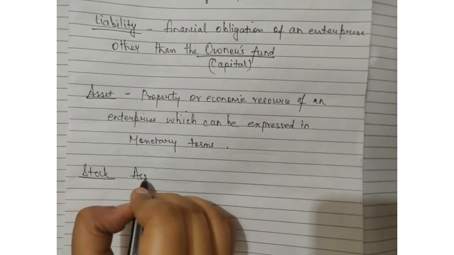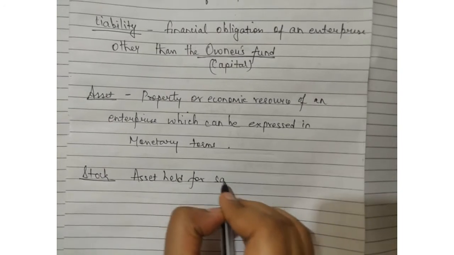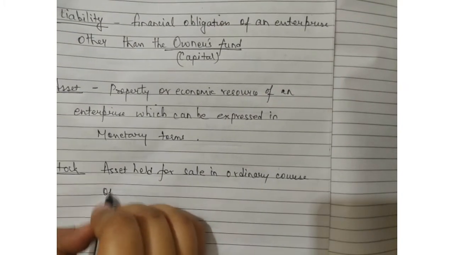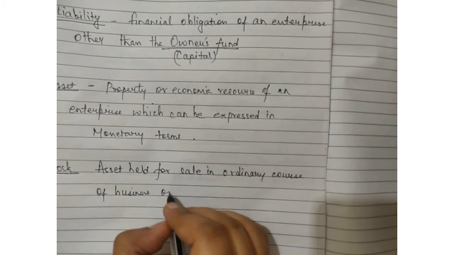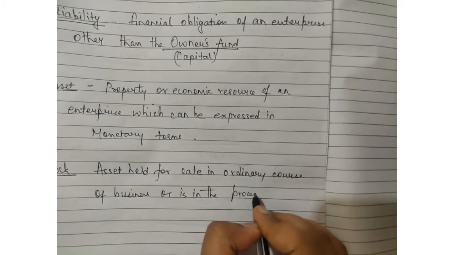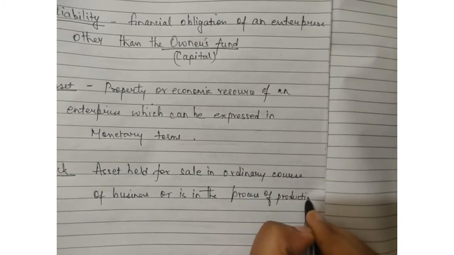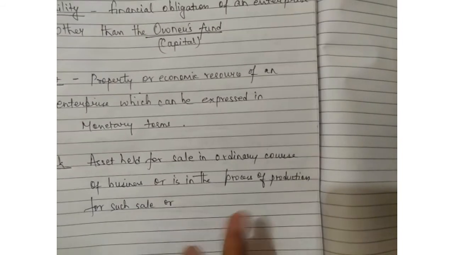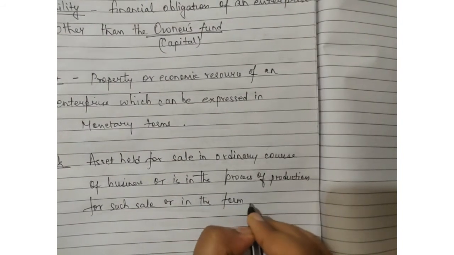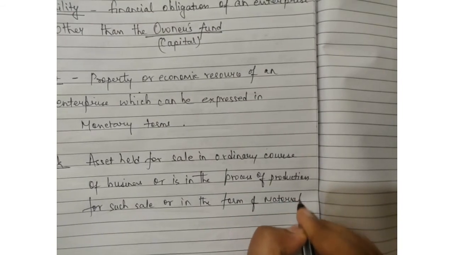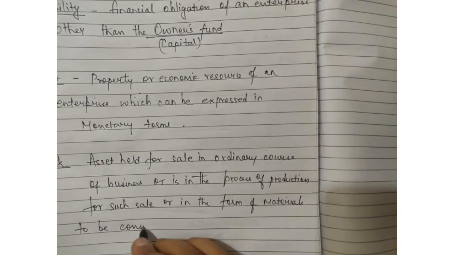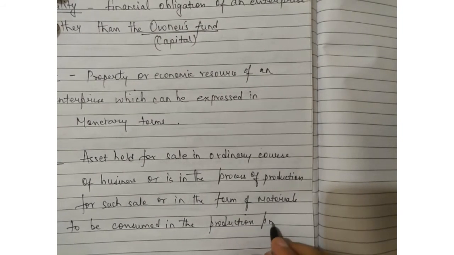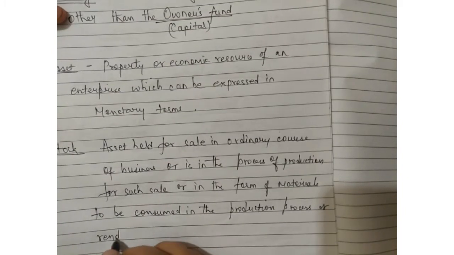Stock is an asset held for sale in the ordinary course of business or is in the process of production for such sale or in the form of materials to be consumed in the production process, or rendering of service.